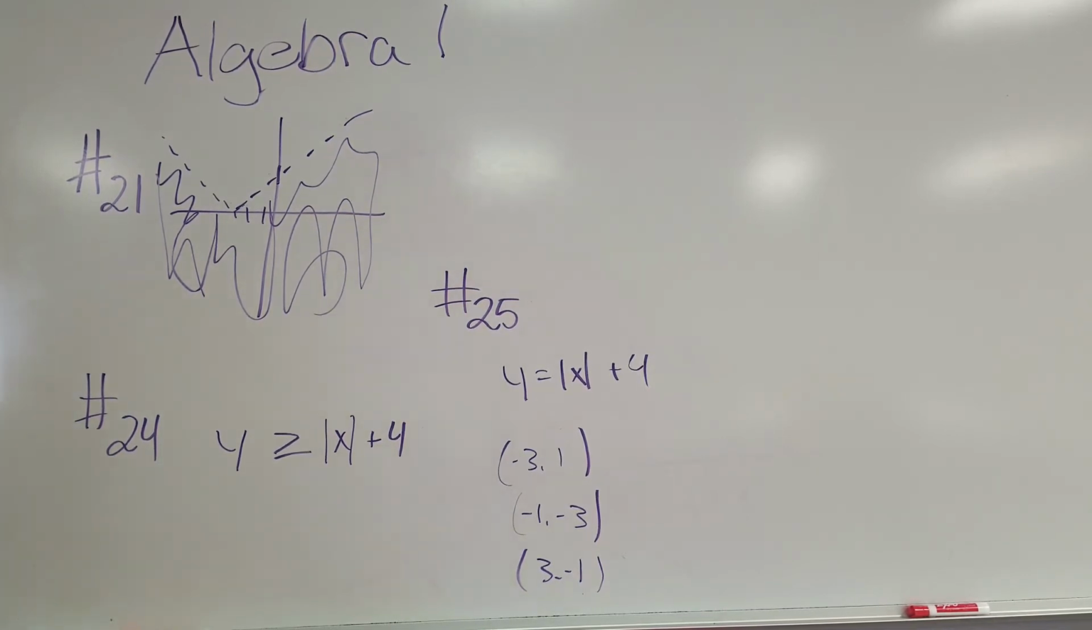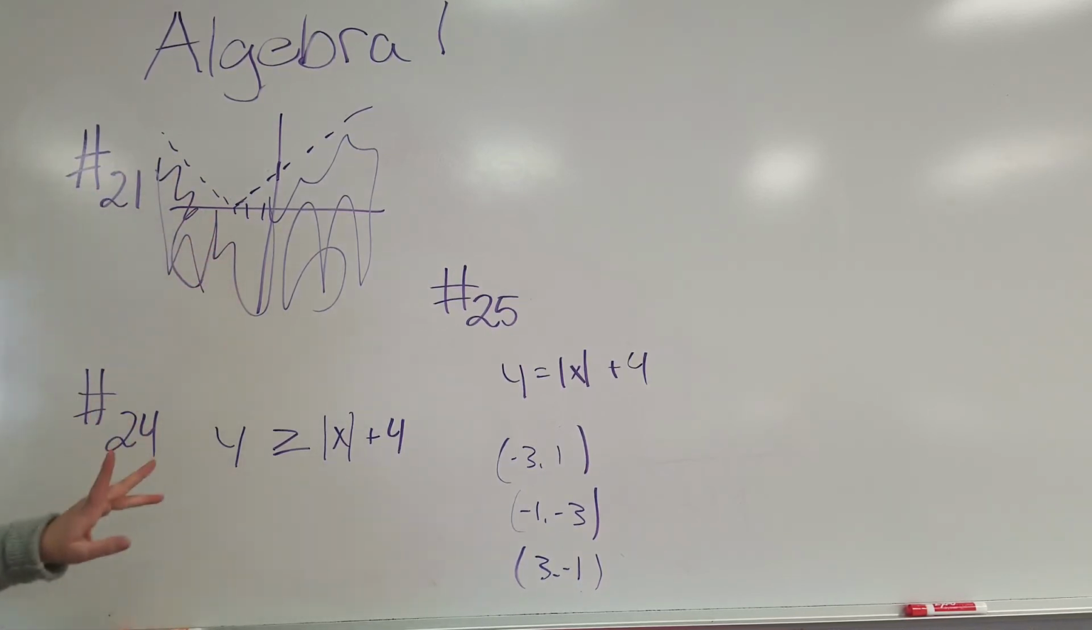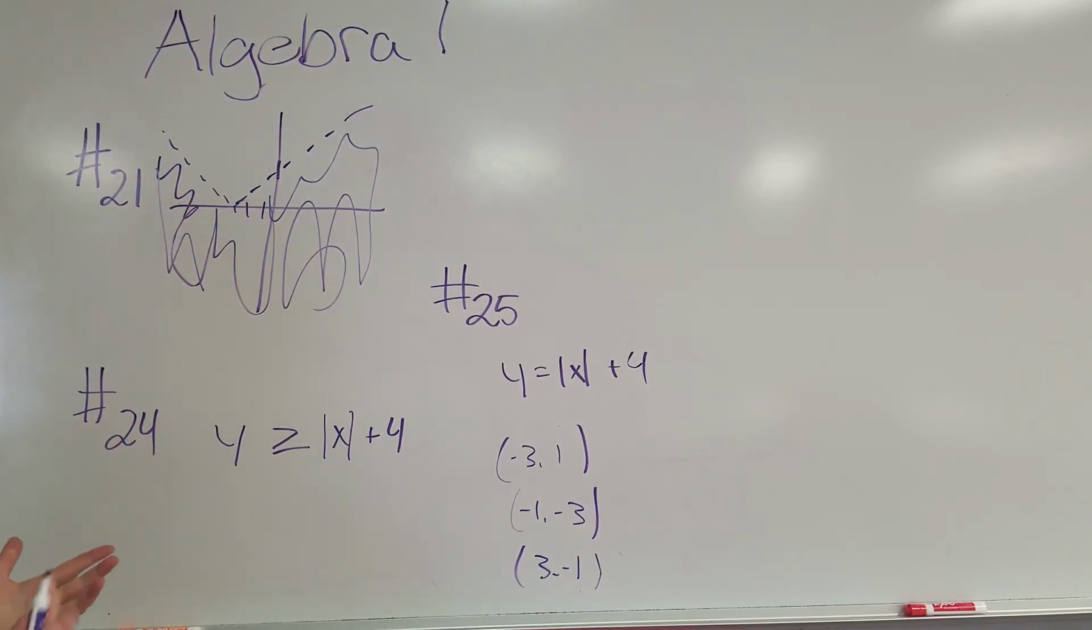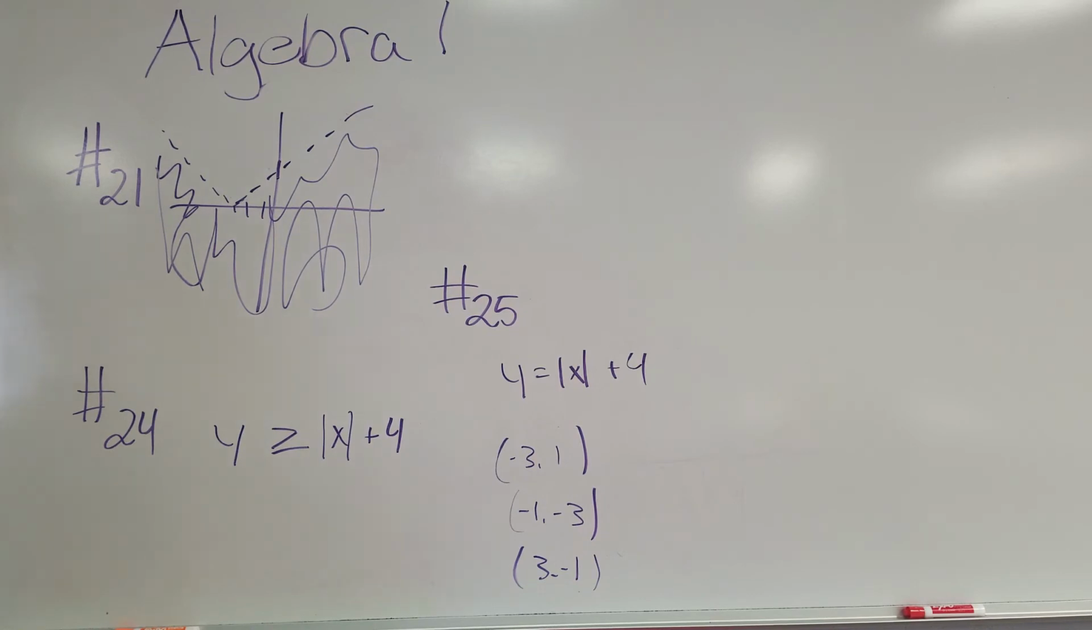So they asked you to graph this on number 21. It's a V that opens up, it has a dashed line, so that tells us immediately we're not going to have a greater than or equal to or less than or equal to. We're just going to have a less than or greater than.